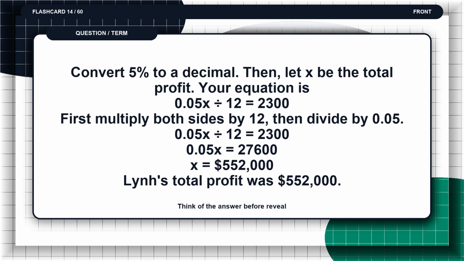Flashcard 14. Convert 5% to a decimal, then let x be the total profit. Your equation is 0.05x divided by 12 equals 2,300. First multiply both sides by 12, then divide by 0.05. 0.05x equals 27,600. x equals $552,000. Lynn's total profit was $552,000. Think of the answer before the reveal.